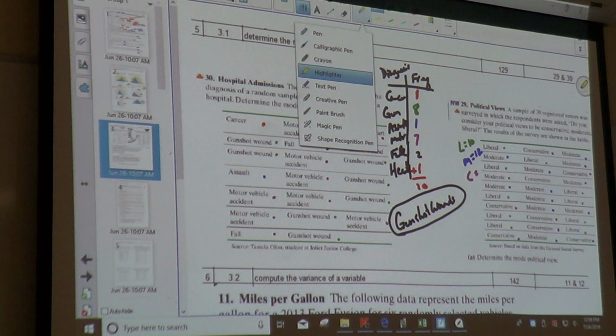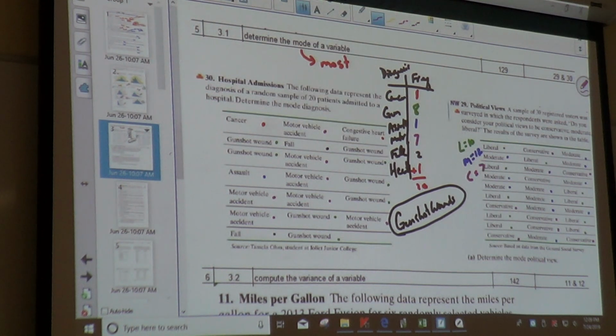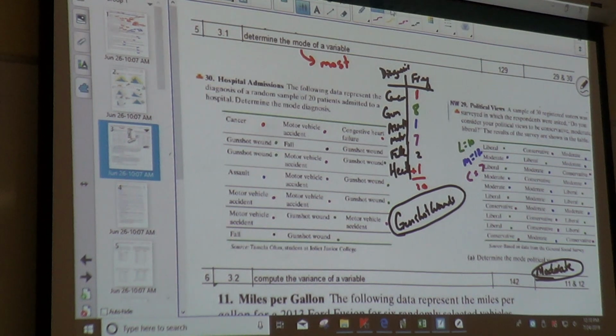All right, so my mode is going to be moderate. And 12 may be one of the answers, and you're going to sit there and go, oh my gosh, is it how many times, or is it what? But mode means what thing appears the most, not how many times it appears the most.